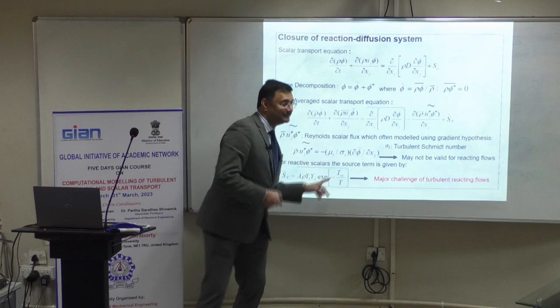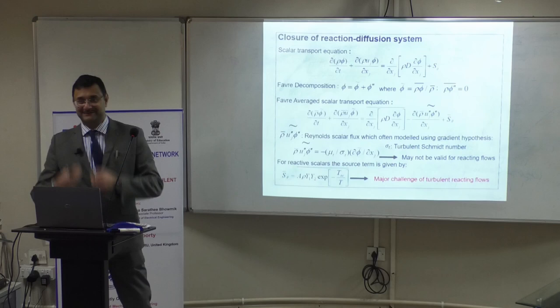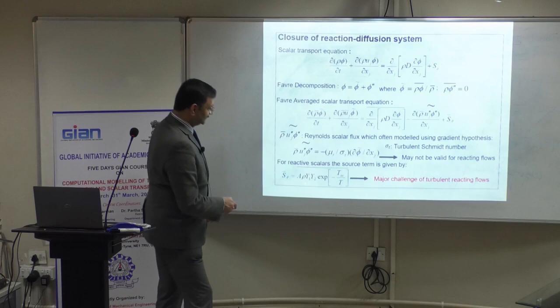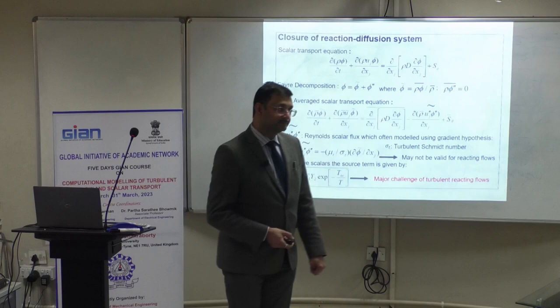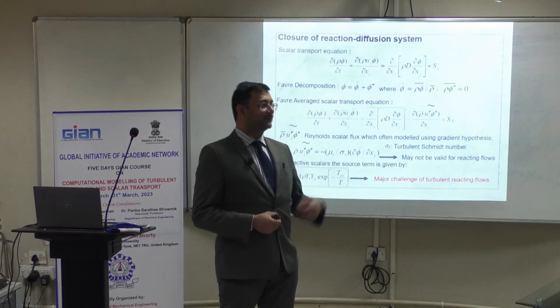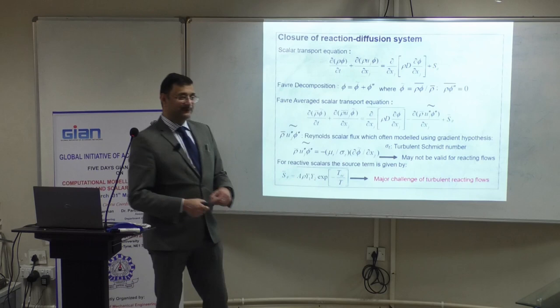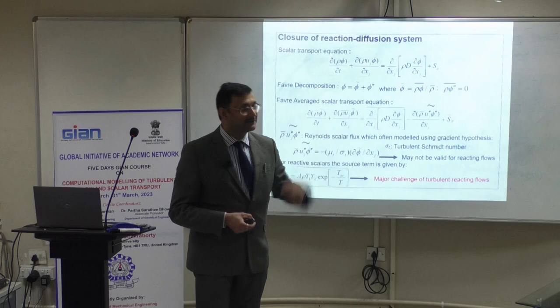Generally, if I consider only two scalars, let's say fuel and oxidizer, this source term depends on their mass fractions. I've just given a very, very simple expression. Y1 is the mass fraction of one of the species, Y2 is the mass fraction of another species. You can consider 1 to be fuel, 2 to be oxidizer if you want. There is no requirement, this is just going to be Y1 times Y2. Depending upon the chemical mechanism, you can have Y1 raised to some exponent, Y2 raised to some other exponent. And this is a major problem.